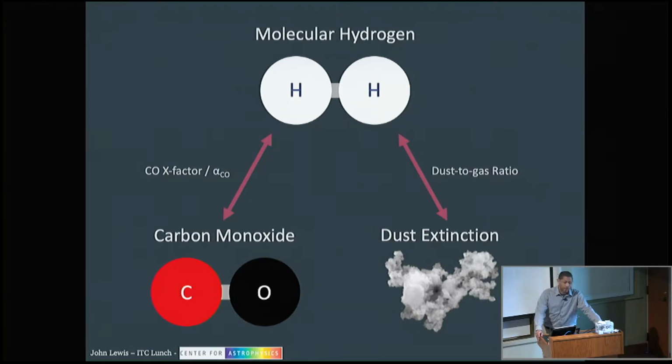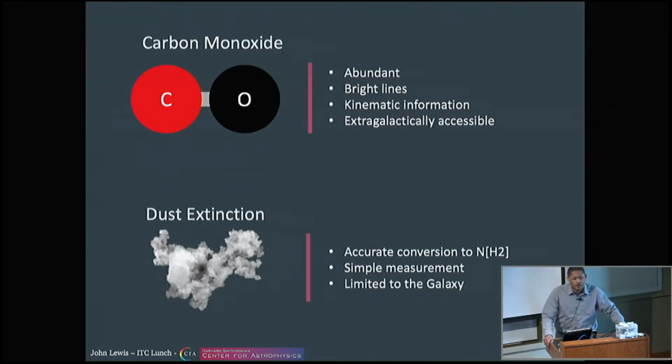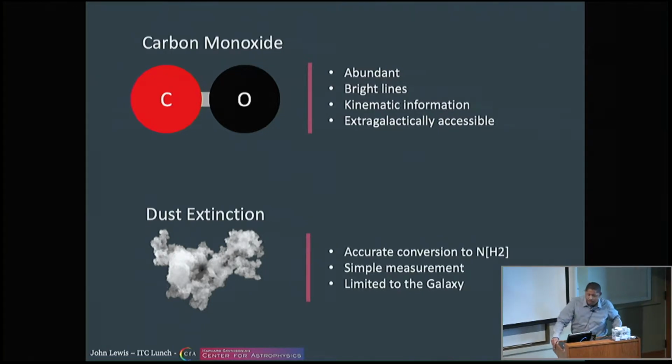And so we have two different methods that we can use to probe the molecular hydrogen. There are others, but I won't get into them. These two proxies have their own perks. CO is abundant. It has bright emission lines that can be observed in distant galaxies across many redshifts. ALMA is doing extremely wonderful work with this. You also get kinematic information, so if you don't trust your CO line brightness, you can get an estimate of the mass from a virial analysis. And it's extragalactically accessible. With dust extinction, however, you're limited to the galaxy. In Andromeda you can measure dust extinction, but in general you can't measure it in distant galaxies. But the nice thing is that it's very simple.